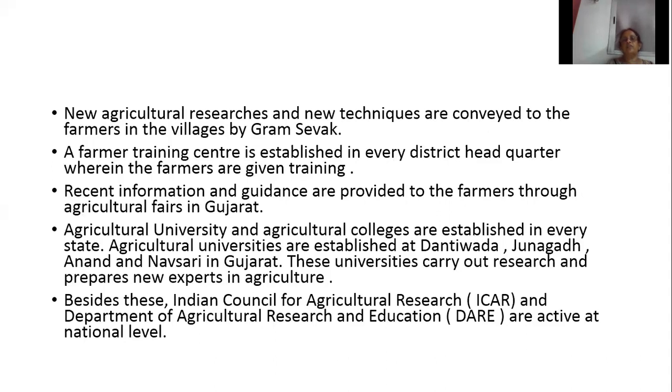Then agriculture universities and colleges are established in every state. In Gujarat also, Sardar Patel Krishi University is situated at Dandivada. Agriculture universities are established at Dandivada, Junagadh, Anand and Navsari in Gujarat. So agriculture universities and agriculture colleges are established in every state, including Sardar Patel Krishi University at Dandivada, and Junagadh, Anand and Navsari in Gujarat.